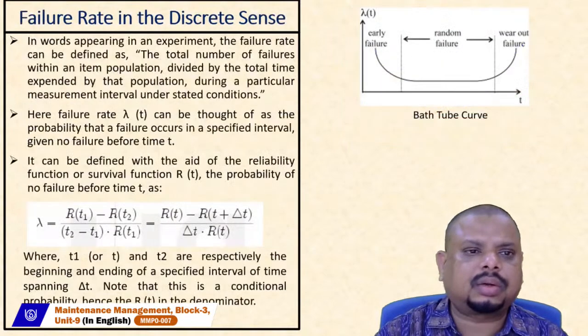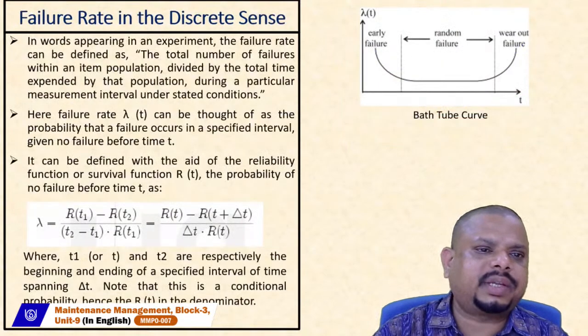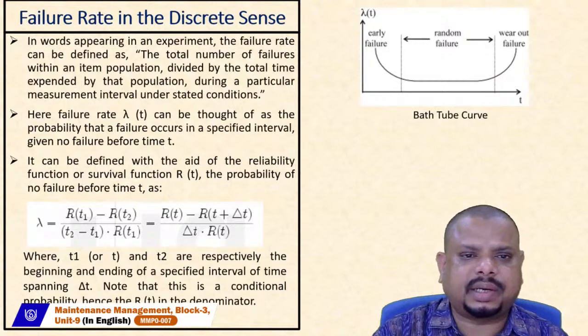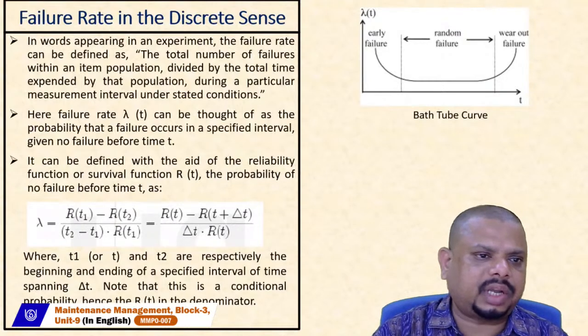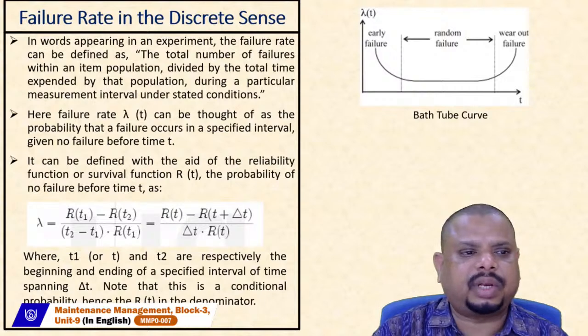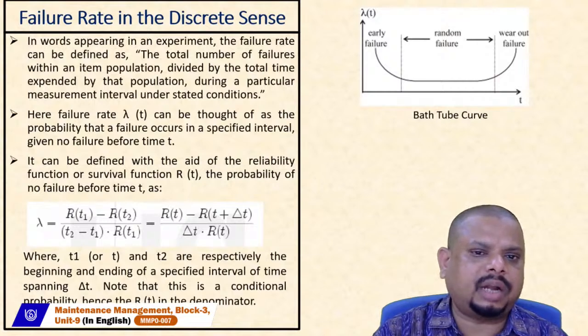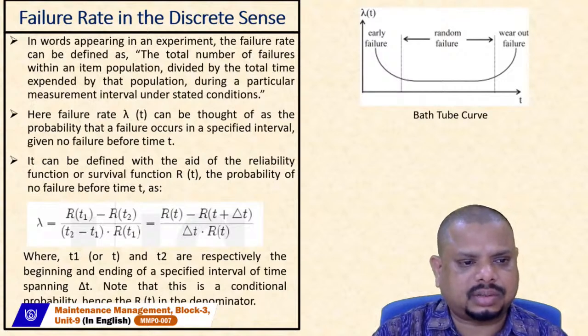Moving to the next one. The next one is the basic failure rate in the case of the discrete sense. So let's understand the different aspects of this discrete sense in the case of failure rate. The failure rate can be defined as the total number of failures within an item population divided by the total time expended by the population during a particular measurement interval under stated conditions.